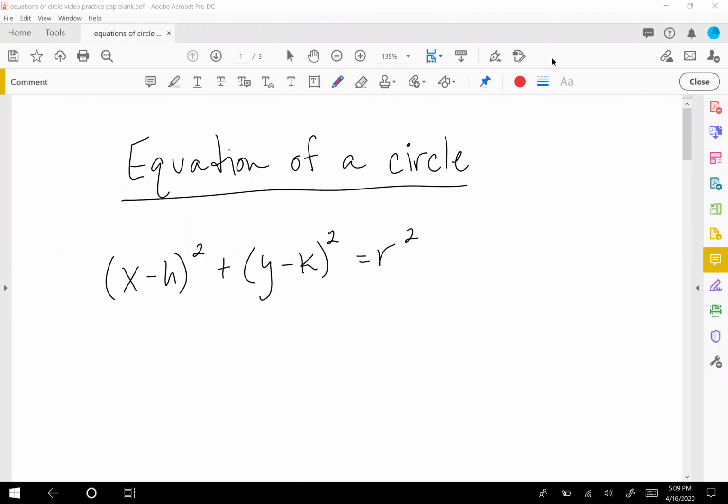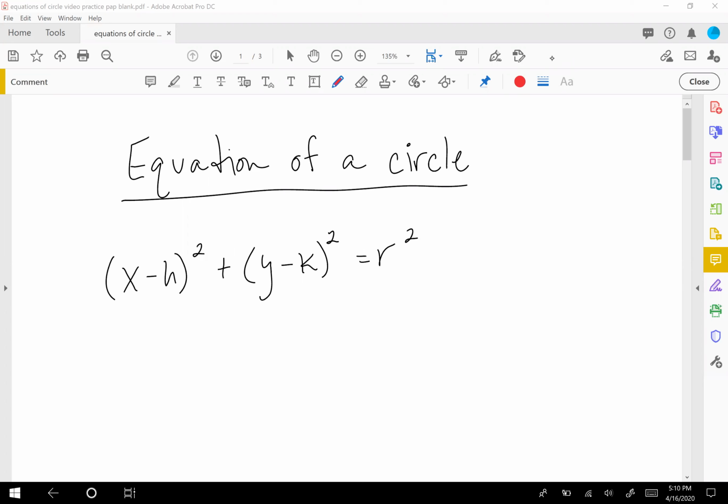Hello, we're going to go through the equation of a circle in this video. So it's (x − h)² + (y − k)² = r². The squares are very important, and so are the minus signs. We'll get to all that in just a second, but let me explain what h, k, and r stand for.